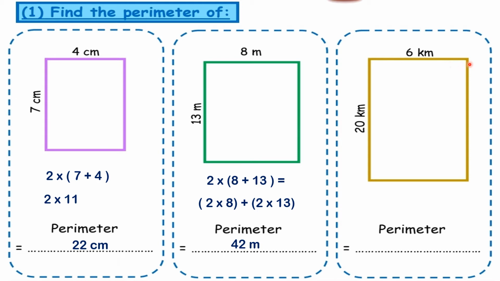Here I have 6 kilometers and 20 kilometers. So 2 by 6 plus 20. I can add them or distribute it. Anything that I want will be easier for me. So I will distribute it to 2 by 6 plus 2 by 20. 2 by 6 is 12 plus 2 by 20 is 40, because 2 by 2 is 4 and I will drop down 0. So it's going to be 40. So 12 plus 40 will be 52 kilometers.